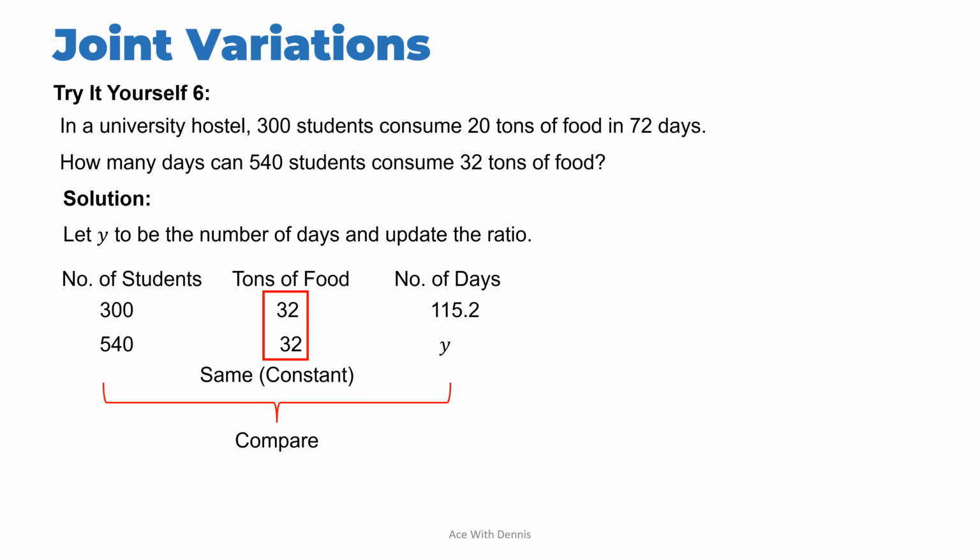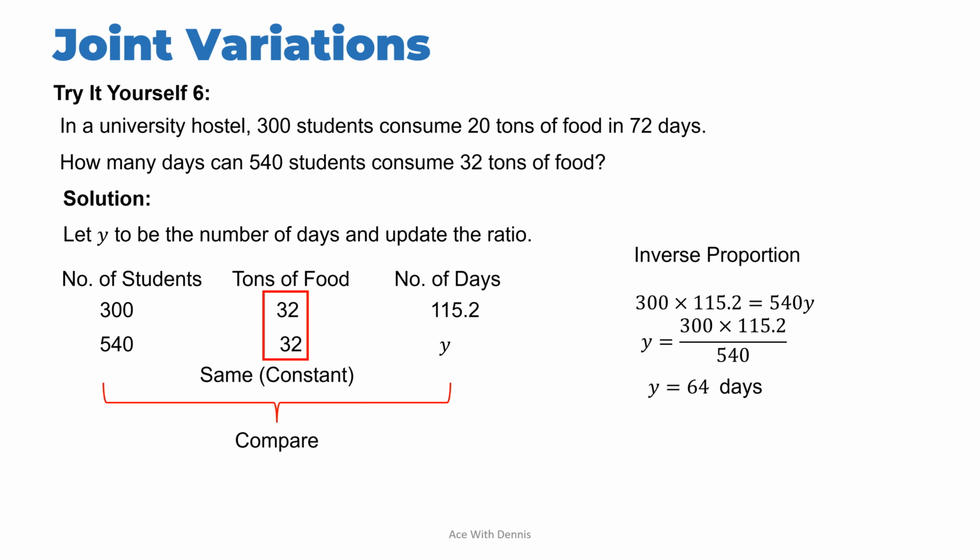The relationship between the number of students and number of days is inverse proportion, right? As the more students we have, the fewer days the same amount of food can be consumed. So from here, 300 times 115.2 equals 540y. Make sure you form the equation correctly. So next thing is to solve this equation. y equals 300 times 115.2 over 540, and the value of y is 64 days. So to answer the question, 540 students can consume 32 tons of food in 64 days.